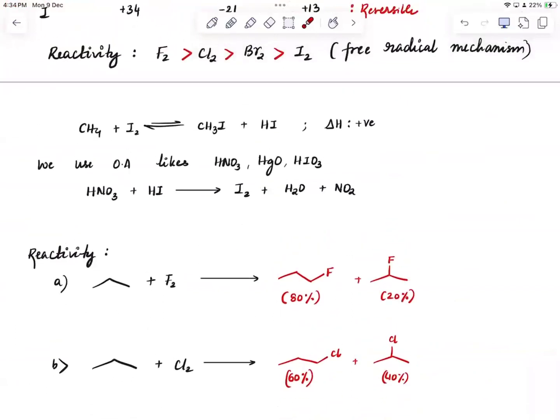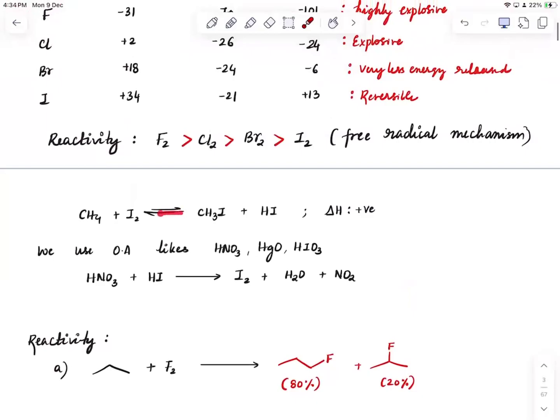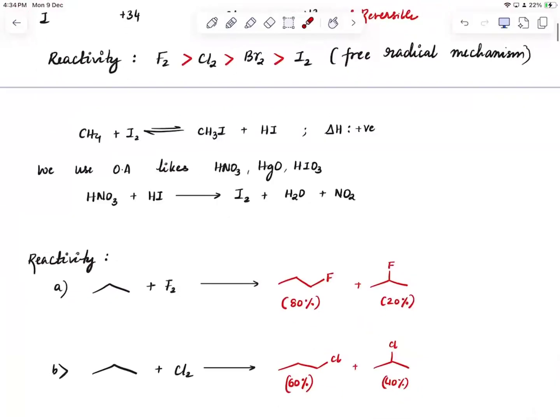Next, in case of I2, one thing we learned is that CH4 plus I2 gives CH3I plus HI. Delta H overall is positive, which means the reaction would lie mostly in the backward direction here. Which means if, by chance, I take this HI and oxidize it to make I2, then using Le Chatelier's principle, we can say if the reactant concentration is increased and the product concentration is decreased, the reaction can always drive in the forward direction. And that's what we are trying to do.